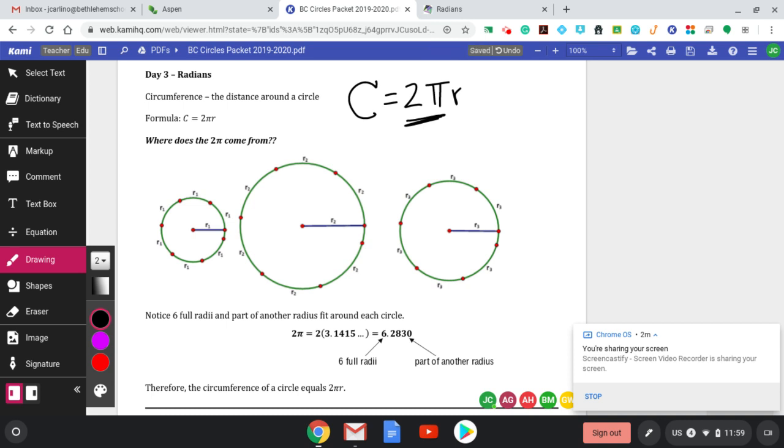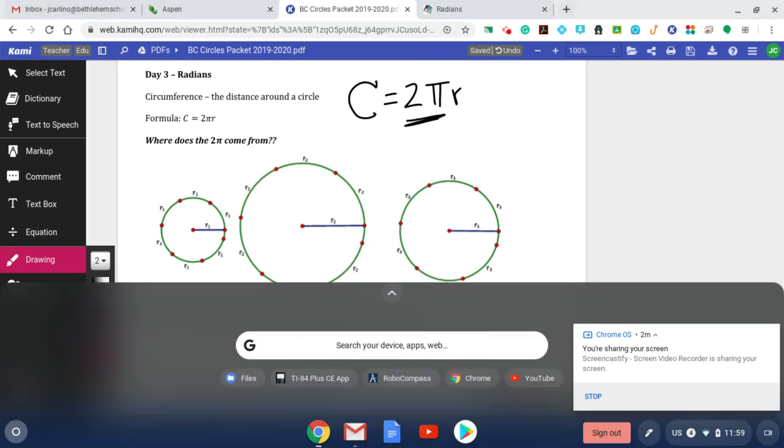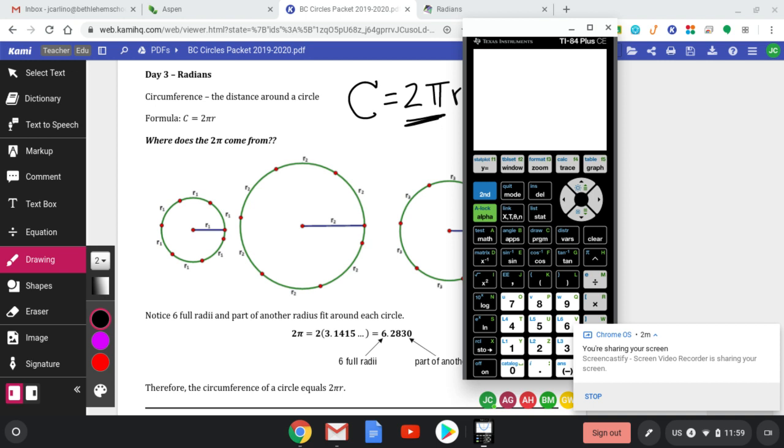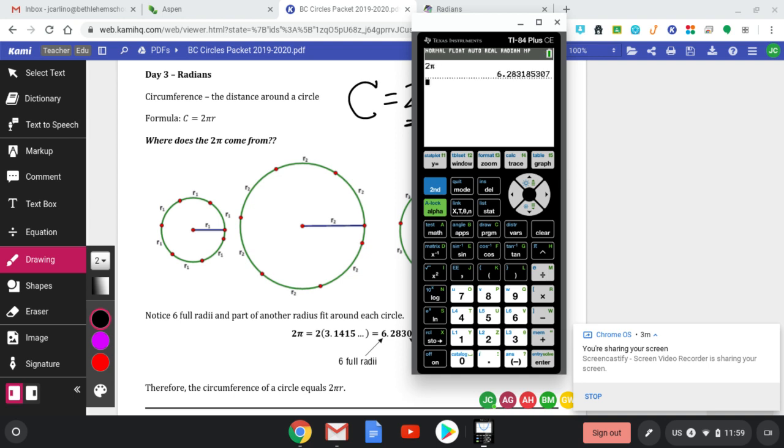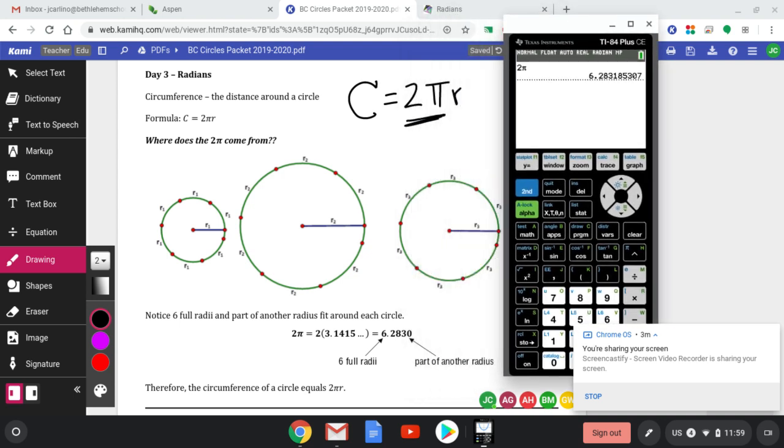Go to your calculators right now and watch. 2 pi. Go ahead. What's that value? 6 and a little more. So that's where the circumference formula comes from, is because I can fit 6 and a little more radii around the circle. Everyone picking that up a little bit? That's where the 2 pi comes from. You can fit 6 and a little more.